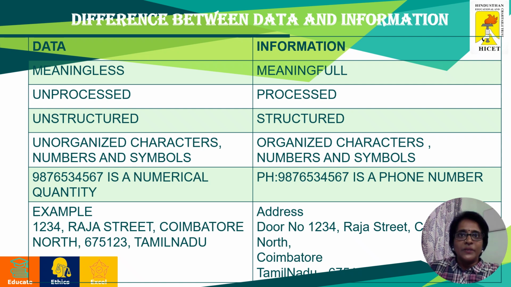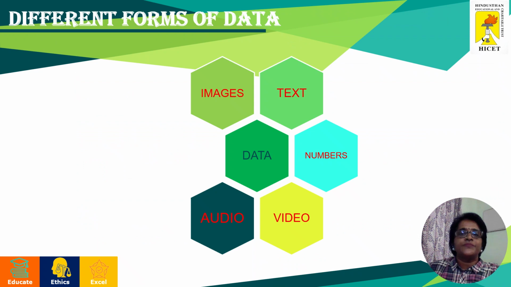An example like 1234 Raja Street, Coimbatore, North 675123, Tamil Nadu is data. But whenever you go with an example of information, we specifically say that the door number is 1234 and the street name is Raja Street. It belongs to the district of Coimbatore and the state is Tamil Nadu and the respective pin code is 675123.